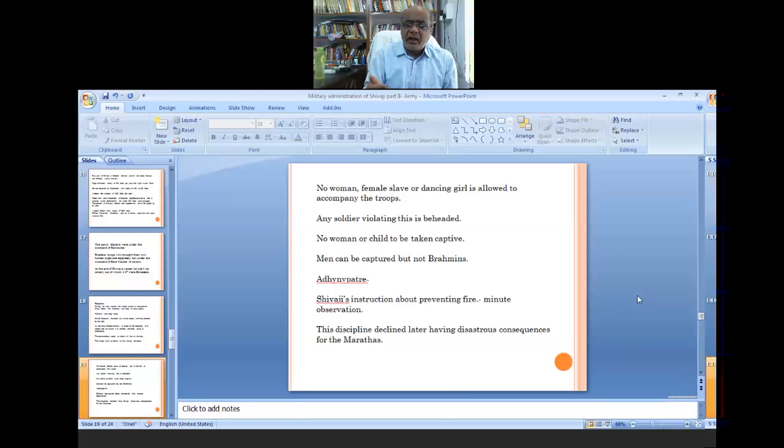But after Shivaji's time, this discipline deteriorated in the Maratha army, and later on it had very tragic consequences. Shivaji's instruction not to carry women was done away with, and during the Peshwa's period, the army was accompanied by women, as it was with the Mughal army, and that used to hamper the movement. This became one of the important reasons for the defeat of the Marathas at Panipat in 1761, which we'll be discussing in the fourth semester.